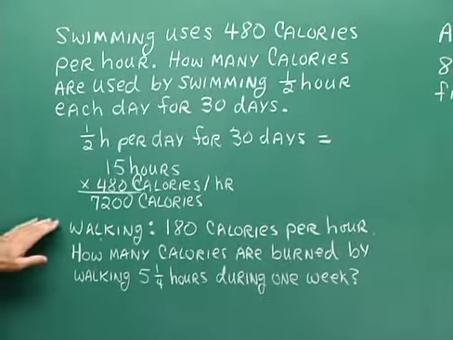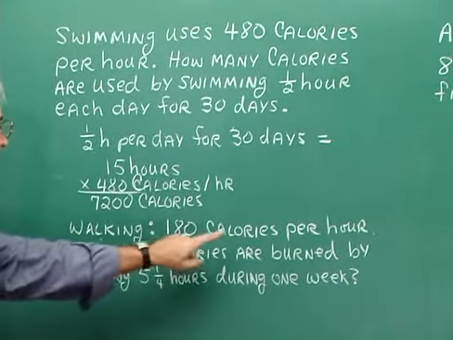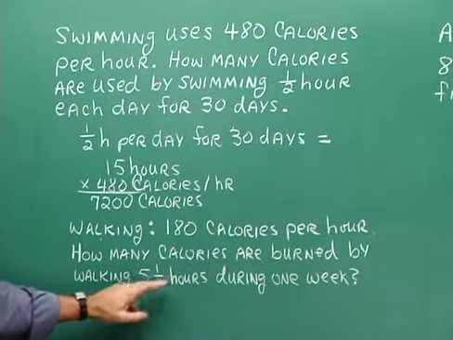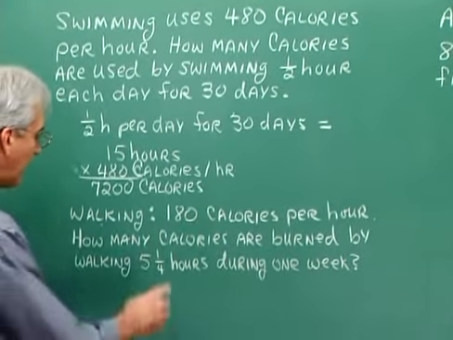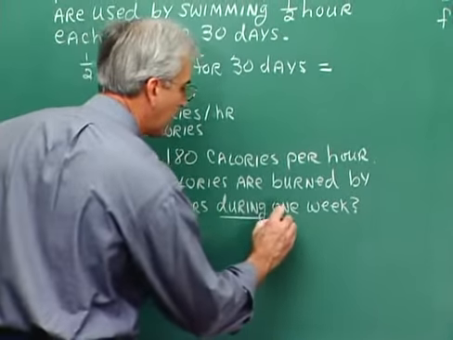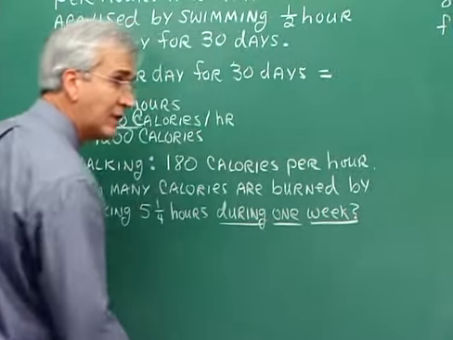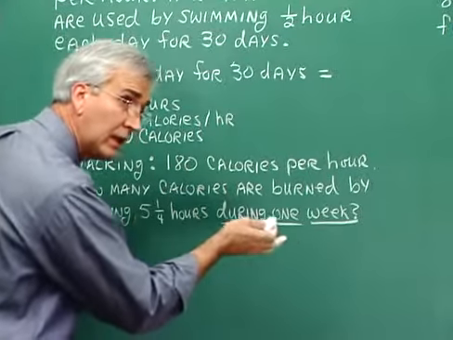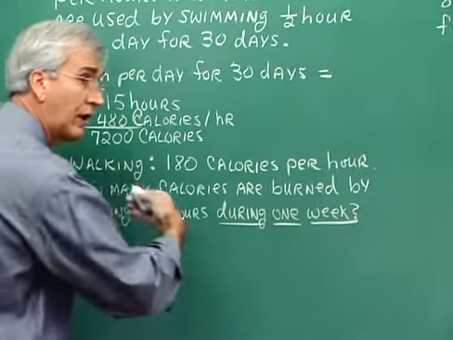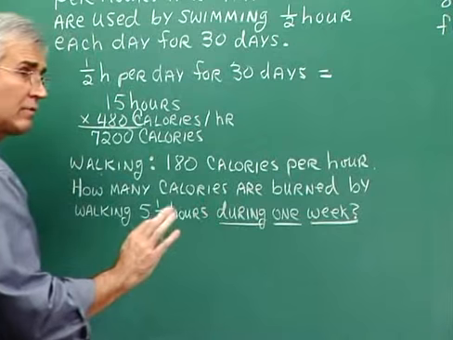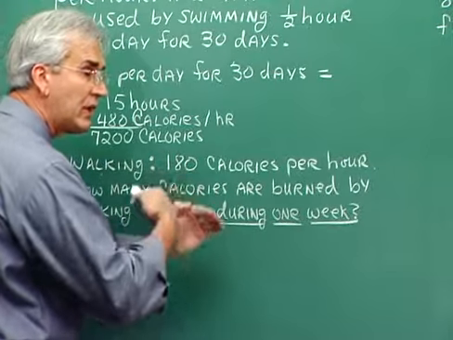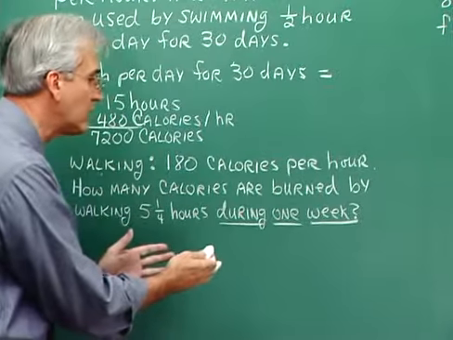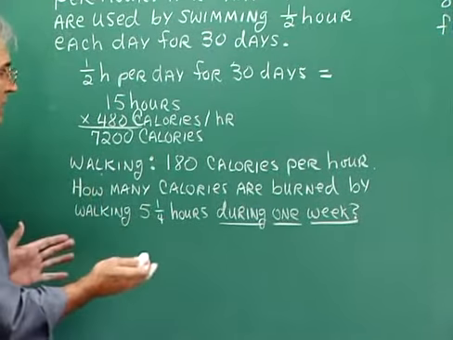Here's another one. Walking burns 180 Calories per hour. How many Calories are burned by walking 5 1/4 hours during 1 week? When it says 5 1/4 hours during 1 week, that's for the whole week. That's not 5 1/4 hours every day for a week. It's just 5 1/4 hours during the whole week. It's really important to be careful in reading these because you tend to think that calculations performed in a previous problem need to be performed in this one. And really that's not the case here.